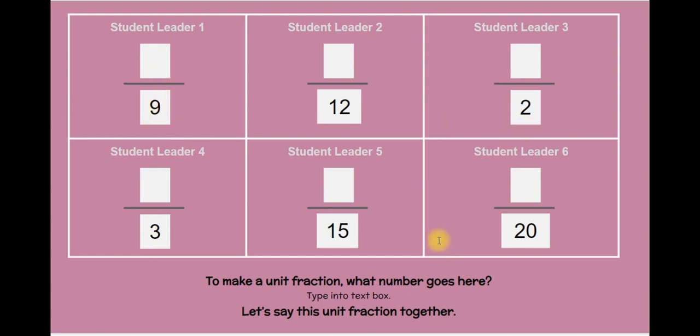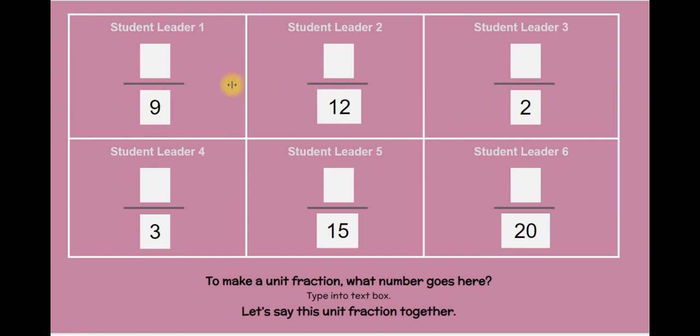Then student leader number 1 would say, what's my fraction? The whole class would say, let's just say you wrote 1/9, 1/9. Second student leader, what's my fraction? So every one of the 6 student leaders would write their own unit fraction on the whiteboard. If you're doing it remotely, notice that this slide already has the denominators there for you.